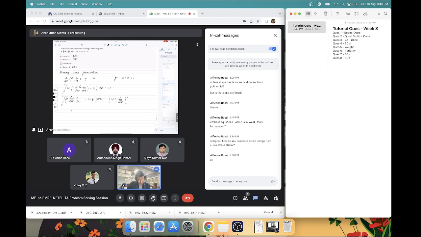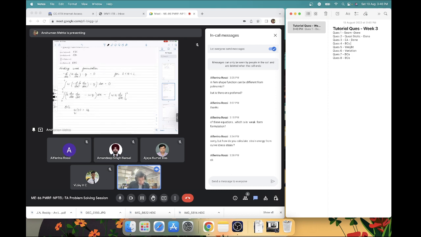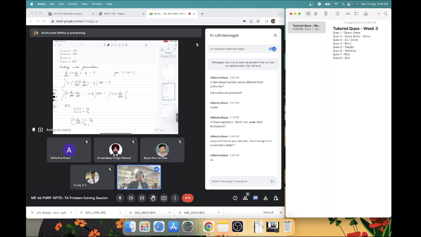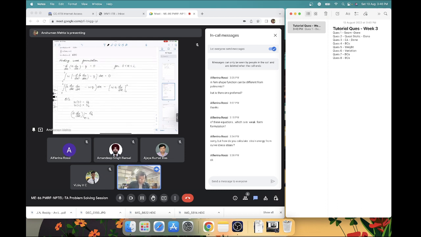The boundary conditions will be of the form u of 0 equal to something, or u of, so something like this, as well as at x equal to L. So it will be of either this form or this form, or it could be a mix also.